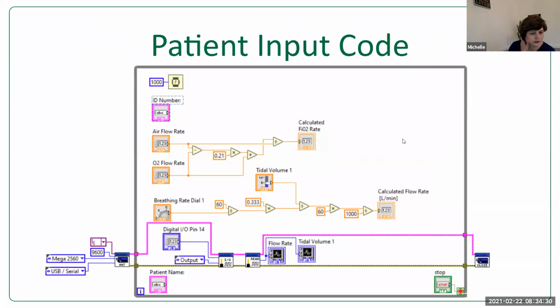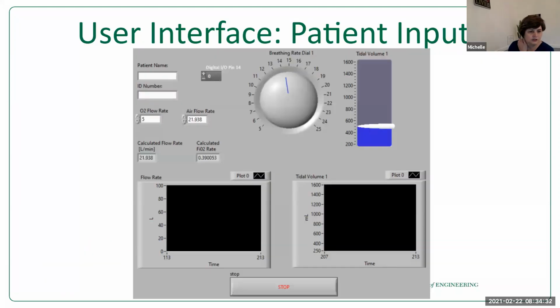Taylor, can you go back there? So did I understand correctly that you're inputting the O2 flow rate here with a 5 and the 21.938, and then the calculated below is just an indicator of that calculation, or is that measured? Which one of those is measured? The calculated is the measured. Oh, okay. So if you go to the next slide, I can explain it.